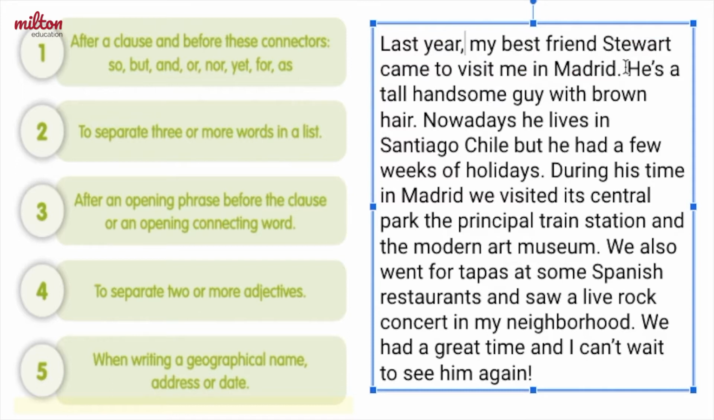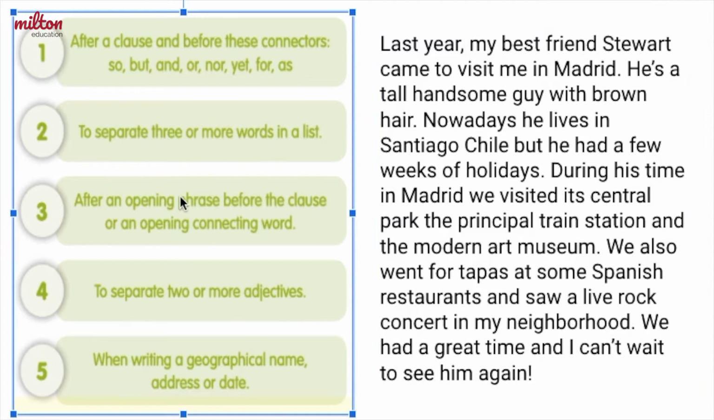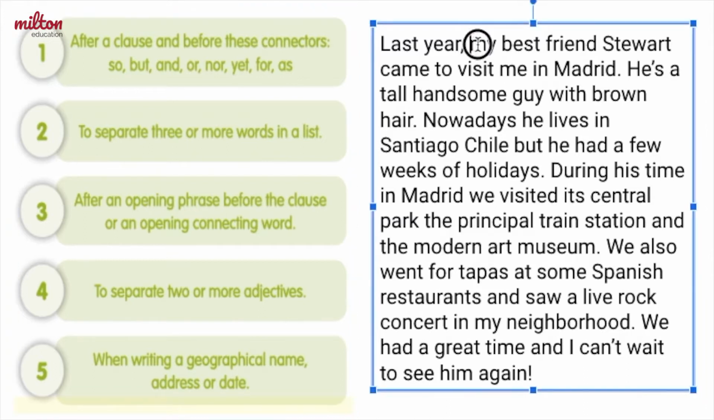This is because last year is the opening phrase of the sentence, and my best friend Stuart came to visit me in Madrid is the main clause. So when we have an opening phrase like last year or last summer before the main idea of the sentence, between the opening phrase and the main clause, we must use a comma.